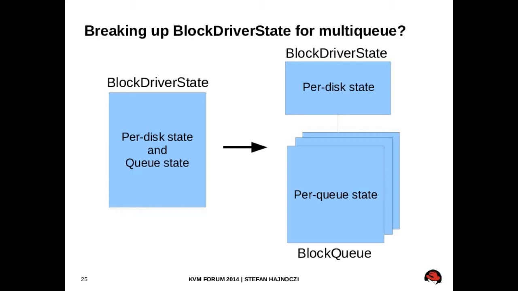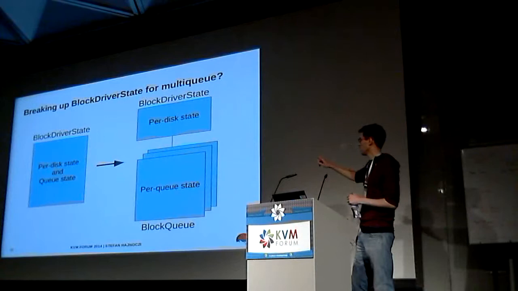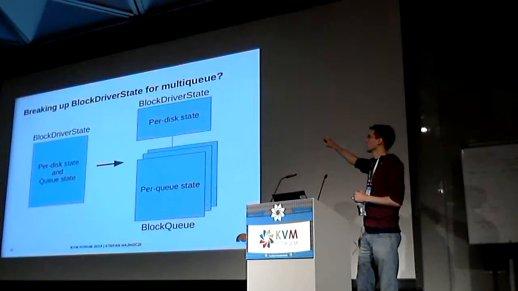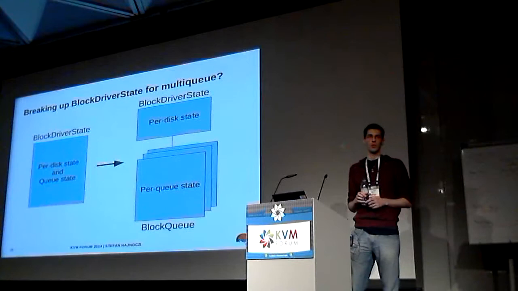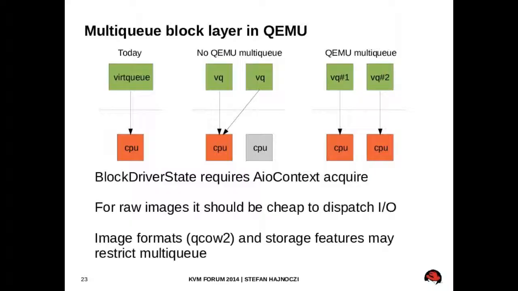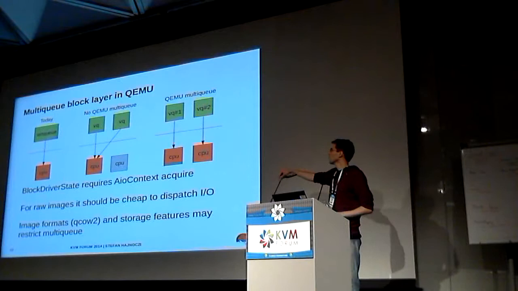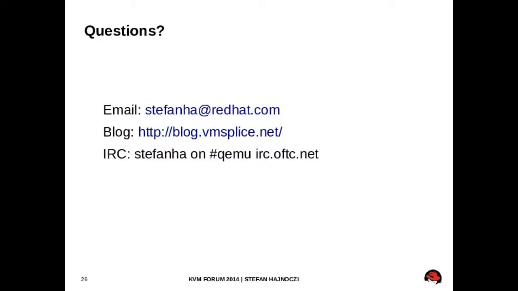But how could we do it better? Well, probably the right thing to do is to split up block driver state. You have the per disk state, which stays in block driver state, and then you have the per queue state. And then you only have to worry about locking and guarding the per disk state, because that's global. But the per queue state is independent. And every virtqueue that's running in a separate thread can just independently use its per queue state. So that's probably where we need to go, but this is hand waving, because there will be a lot of details we need to work through to make that work. But the end goal is real multiqueue, not QEMU being a bottleneck, and both the guest and the host having kernel multiqueue support. Okay, and that's the end.